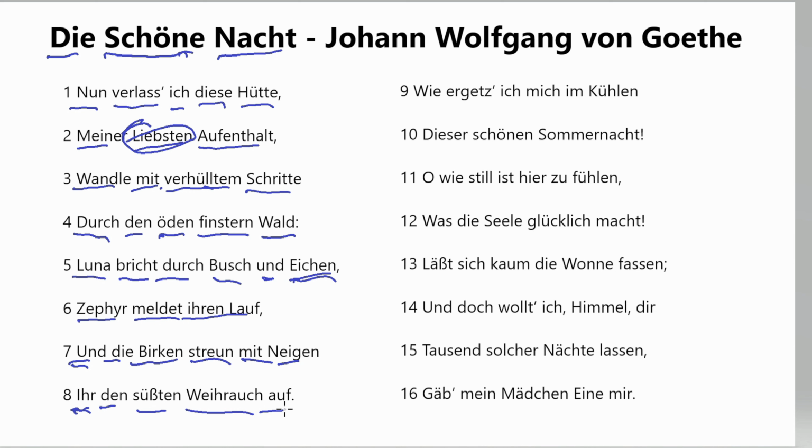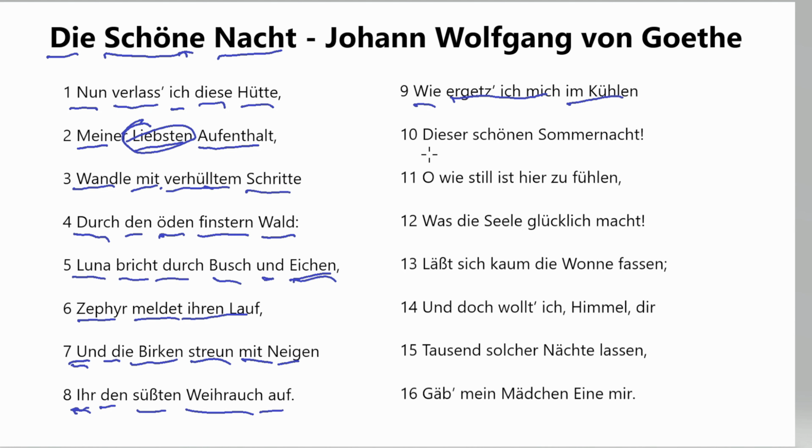So now we go to the next line. Wie ergeht sich mich im Kühlen? So wie is like how. Ergeht sich mich. So ergeht is like to enjoy. So how ergeht sich mich. So ich mich. Or ergeht sich mich would be like how I enjoy myself. Im Kühlen. So im is like in, Kühlen, in the cool. Like cool as a noun. So not like frosty, but like in the coolness. So how I enjoy myself in the coolness dieser schönen Sommernacht.